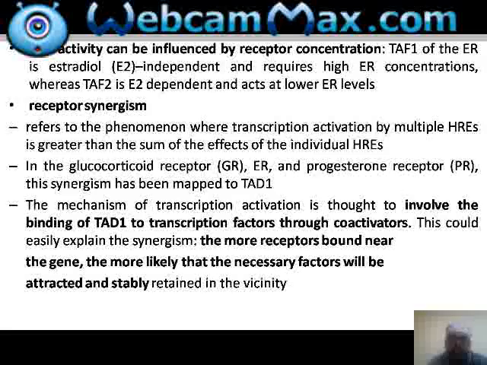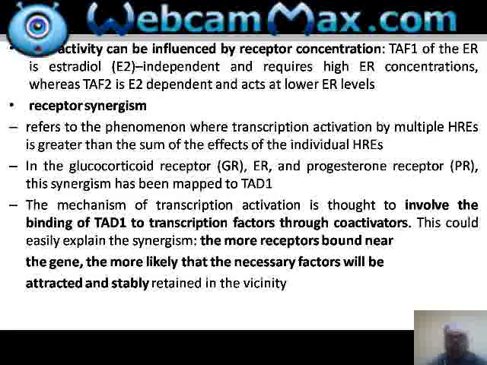What does the binding state? If we look into the synergism, if the receptor is bound near to the gene, the more likely necessary factors will be attracted and stably retained in the vicinity.